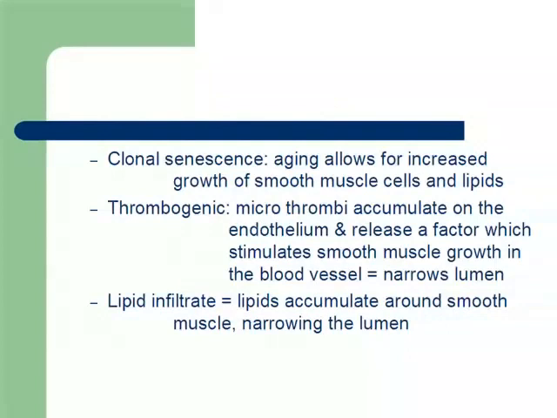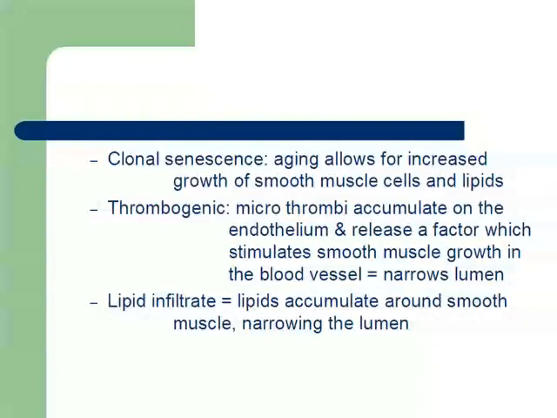Clonal senescence is another theory, and this says that as we age, that allows for an increase in the growth of smooth muscle cells and lipids. The thrombogenic theory says that we have microthrombi, little tiny blood clots that accumulate on the endothelium, or the inner lining of the blood vessel walls, and they then release a factor which stimulates smooth muscle growth in the blood vessel, so that narrows the lumen, making it harder for the blood to pump through. And lipid infiltrate is when lipids accumulate around the smooth muscle, narrowing the lumen.